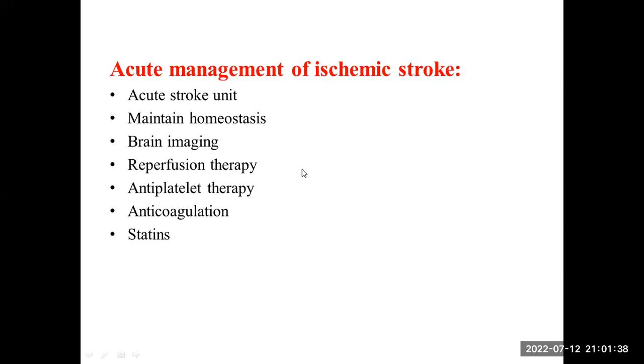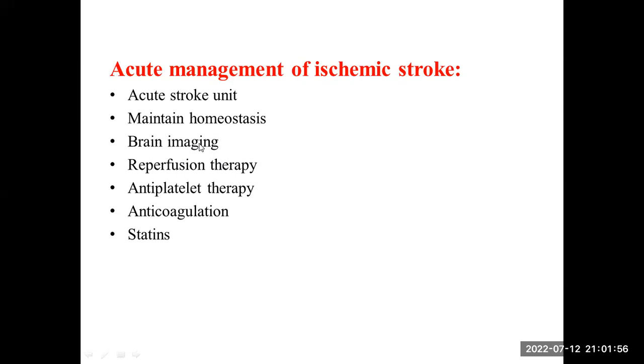But the main advantage and benefit of doing brain CT in the acute setting is to differentiate, to exclude hemorrhagic stroke. Hemorrhagic stroke can be diagnosed easily on non-contrast brain CT. So we do an urgent or emergency brain CT to exclude hemorrhagic stroke, not to confirm ischemic stroke.